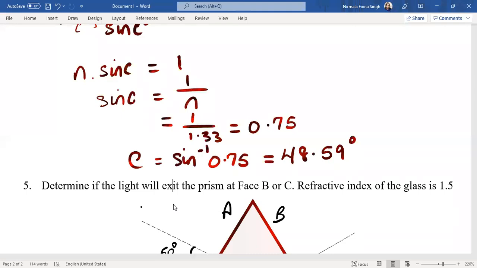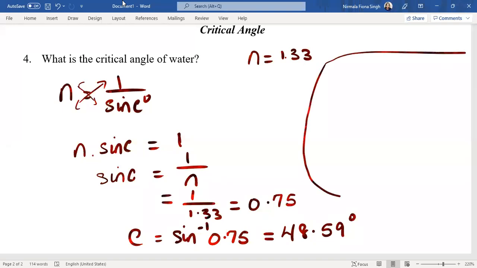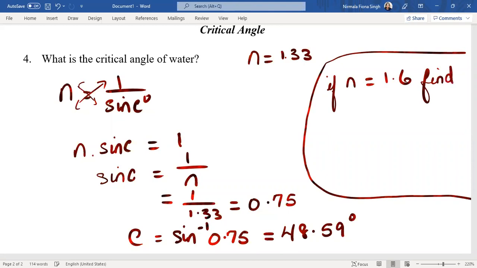All right, so let's give everyone here one to try. Let me give you: determine c if n is equal to 1.6. Find c. That's your question to try right now.